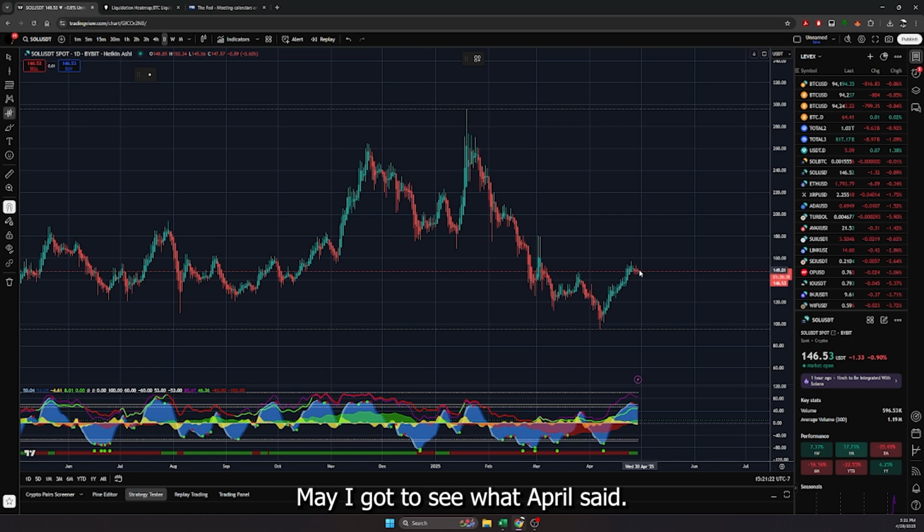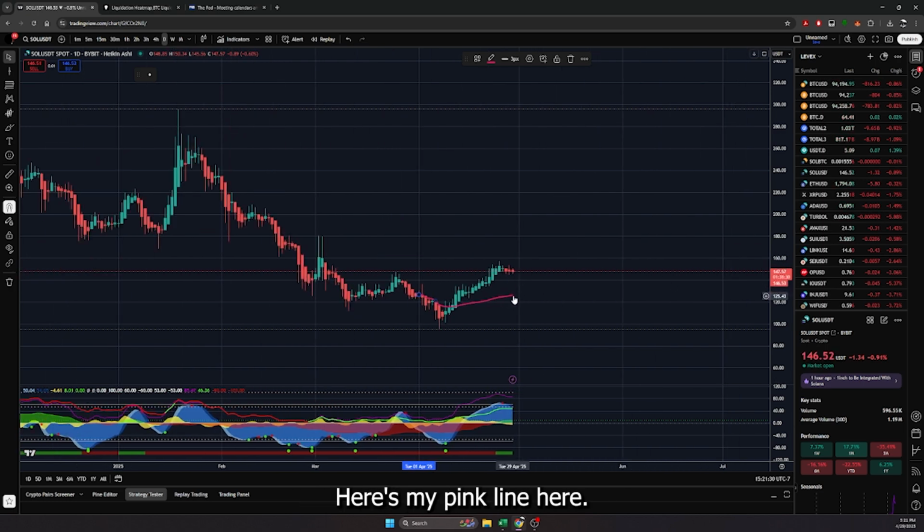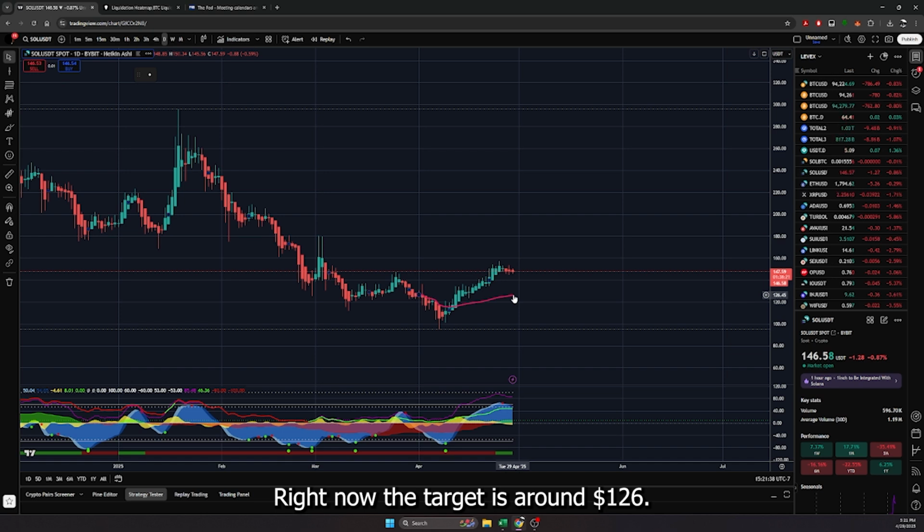Oh, we're about to start May. I got to see what April said. So April 1st, boop, I'm going to click that. Hey, look at that. Here's my pink line here. It looks like Solana is going to start with a downwards move. Fat downwards move. Right now, the target is around $126. So I would be interested in placing a short here to open May.